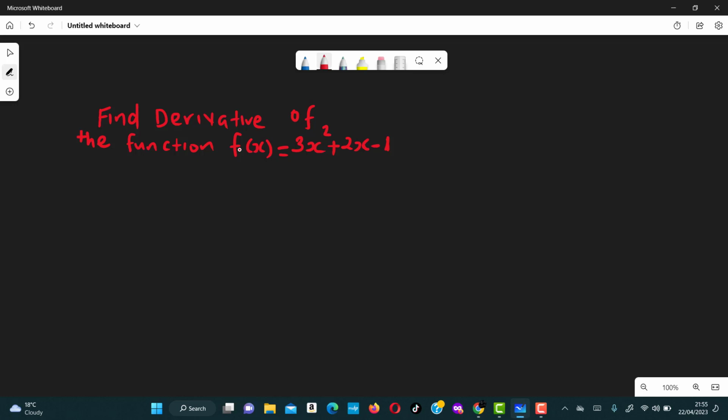In this question, we shall find the derivative of the function f of x equals 3x squared plus 2x minus 1. In this case, this f of x is also the same as y, so f of x and y are one and the same thing.